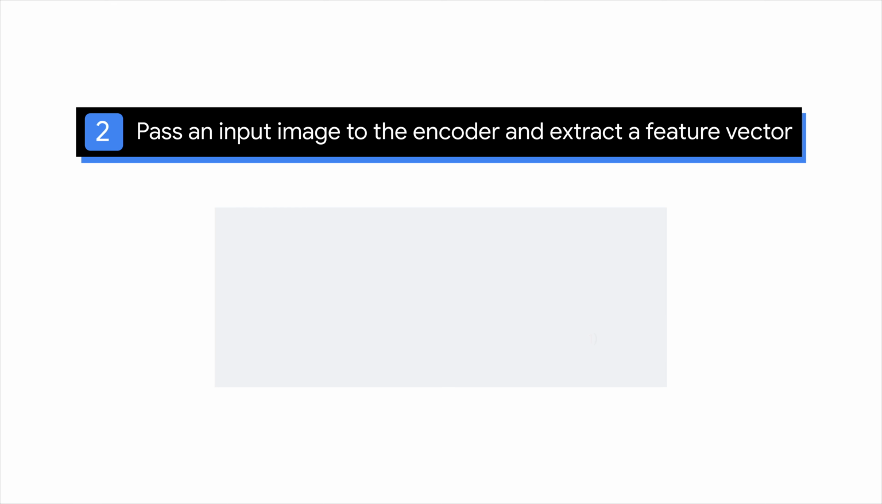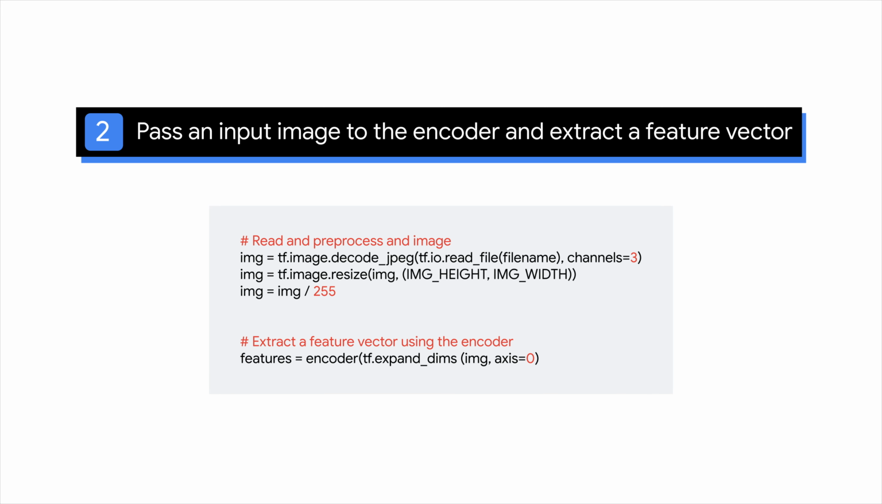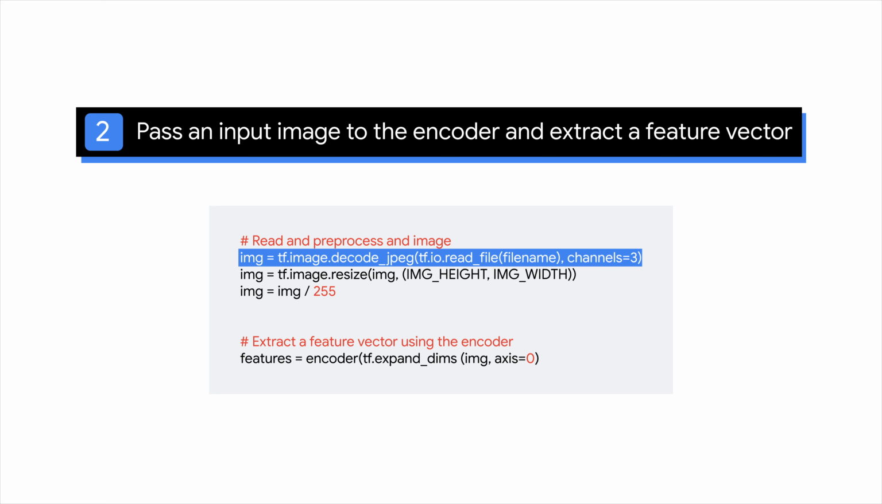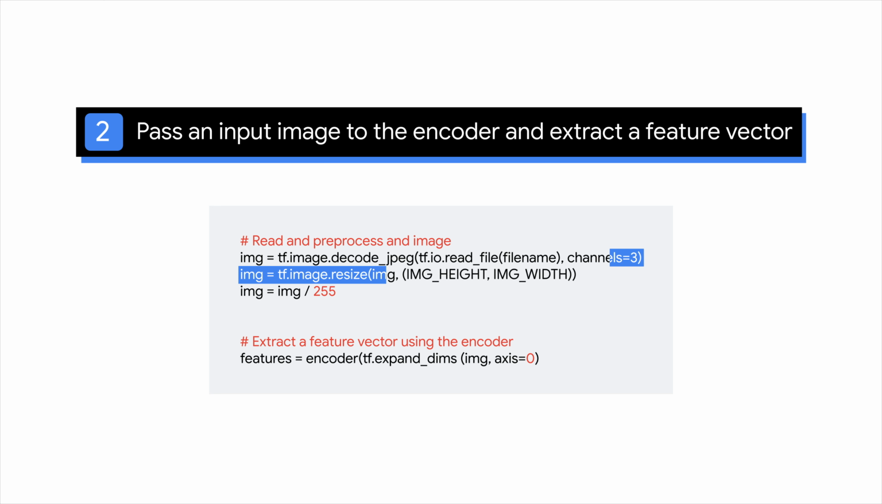In the next step, we pre-process the input image a bit and pass it to the encoder we trained. In terms of the image pre-processing, it reads in and decodes the JPEG in the first line, and it resizes it from any arbitrary resolution to a specific resolution. And it changes the scale from 0 to 255 to 0 to 1 in the third line.